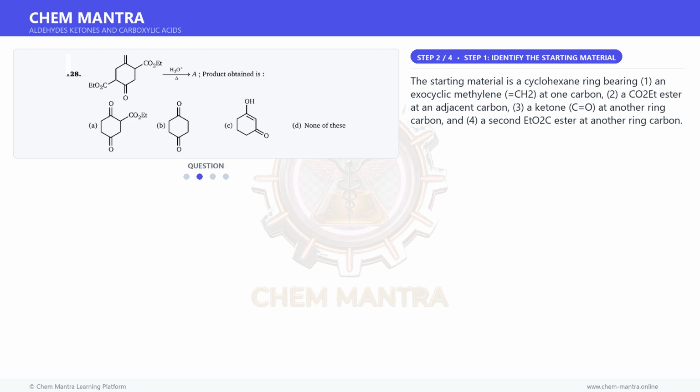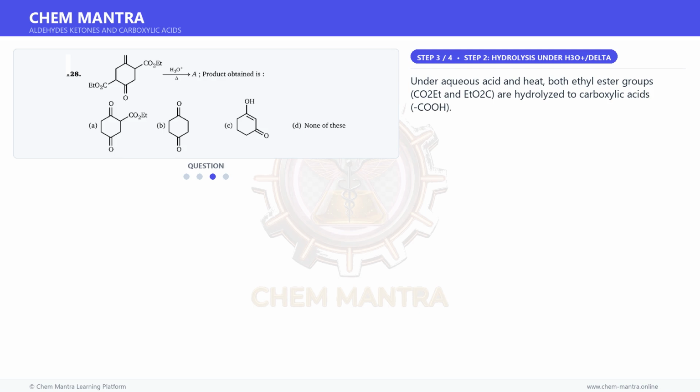The starting material is a cyclohexane ring bearing: 1, an exocyclic methylene =CH2 at one carbon; 2, a CO2Et ester at an adjacent carbon; 3, a ketone, C=O, at another ring carbon; and 4, a second EtO2C ester at another ring carbon. Moving on to the next step.